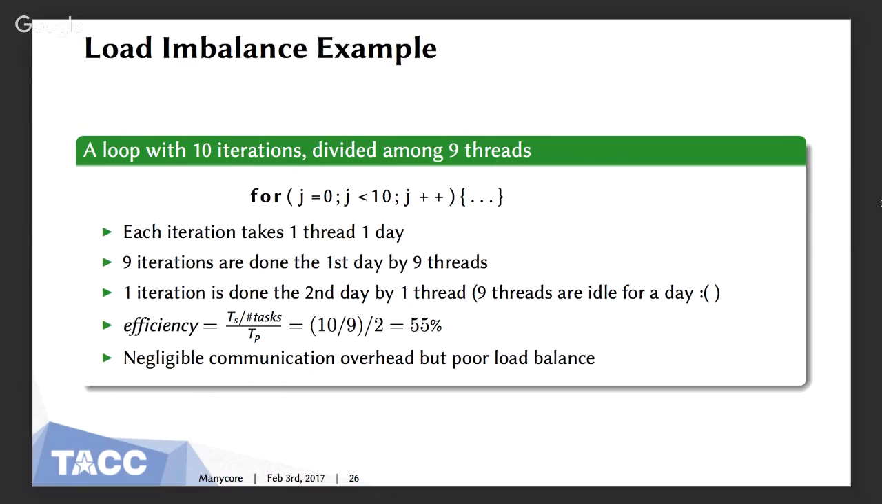Actually, that should be 8 threads idle for the entire day. This results in an efficiency, if I just use that little formula that I threw up before, of only about 55%. What's happening here is there's not really communication overhead affecting us, but we have a very poor load balance. If we had thrown 10 threads at the problem, it would have been done in a single day instead of 2 days.